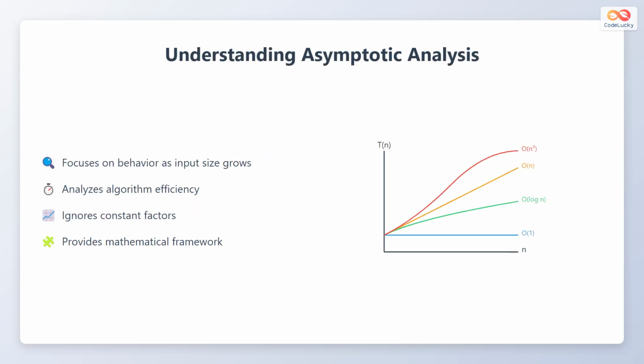Asymptotic analysis is a technique used to describe the limiting behavior of a function. In the context of algorithms, it means we focus on how the runtime or space requirements grow as the input size gets very large. First, it focuses on the behavior as input size grows, rather than concerning ourselves with the performance on small inputs. Second, it analyzes algorithm efficiency. Third, asymptotic analysis ignores constant factors. Finally, it provides a mathematical framework for algorithm comparison.